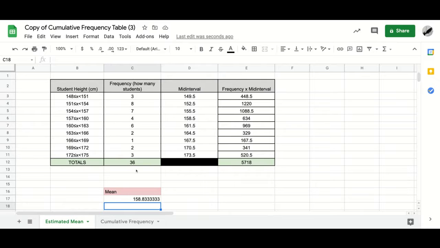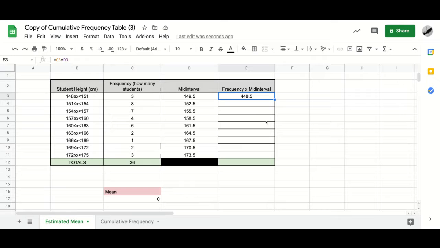So this is what I want you to practice with, just really quick right now. Yes, I'll go over the last column really quick. So for the frequency mid-interval column, let me get rid of that. Okay, so here. Equals. So it says to multiply the frequency. So I'm just multiplying across, 3 times this, 3 times that. So I click that 3 times, and then I'll click my 149.5.